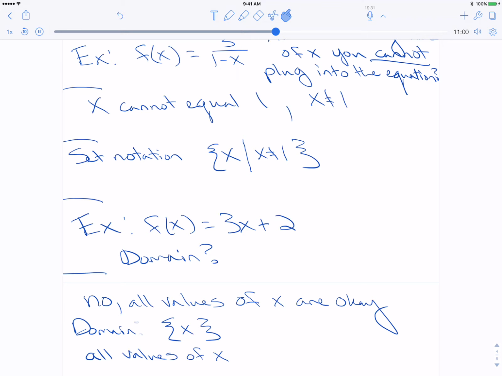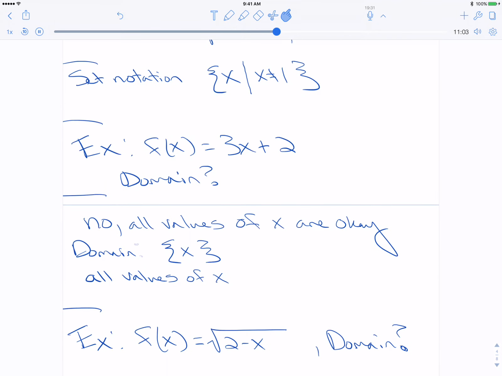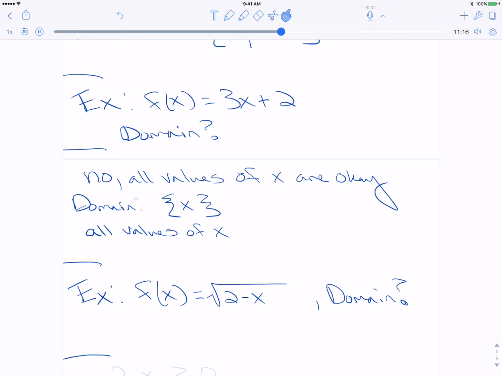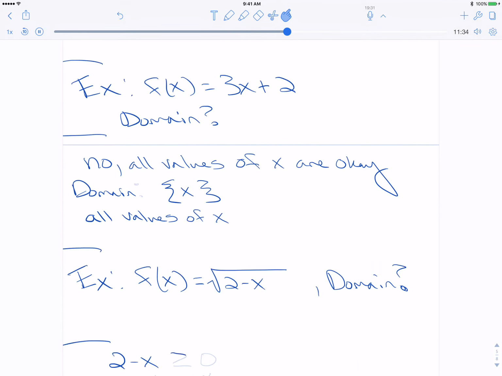One more example. What about the square root of 2 minus x? When is there a value I can't substitute into a square root that's not going to work? Earlier, from a previous course, you should have learned that if you substitute a negative value in there, you won't get a real value out. The square root can't evaluate a negative value. So that means you need to ensure that the interior of that square root, the 2 minus x term, needs to be greater than or equal to 0.